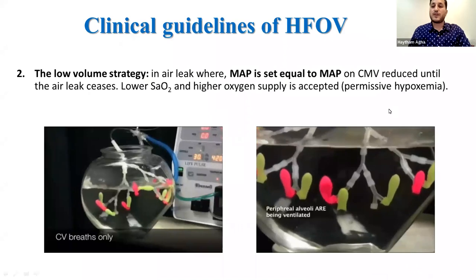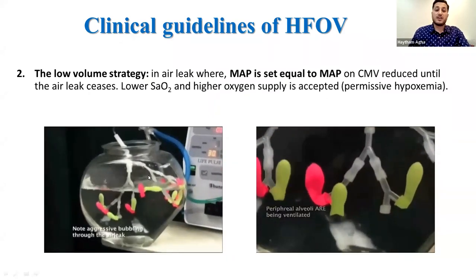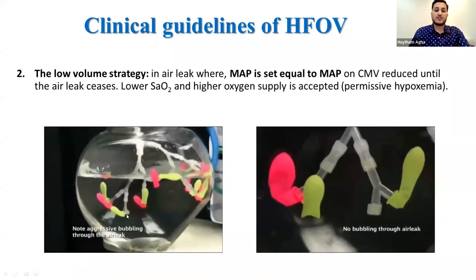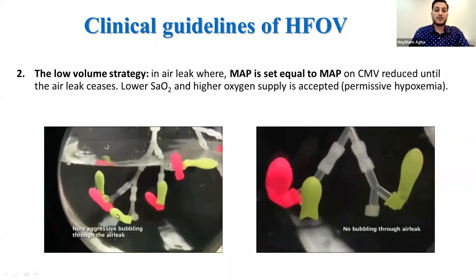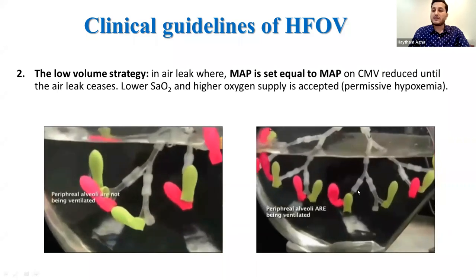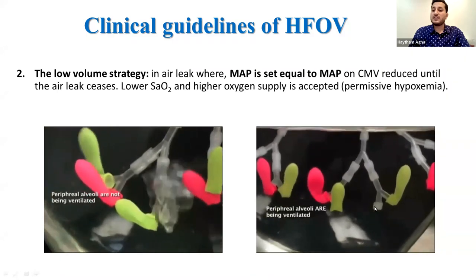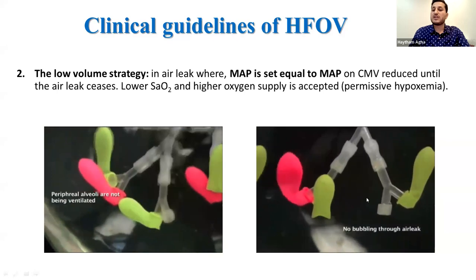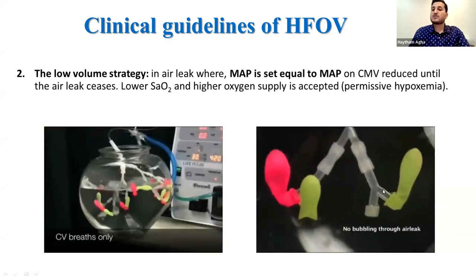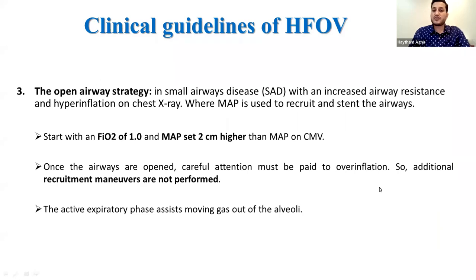Another common indication of high frequency is its use in early air leak. Here, if you look at this test lung in conventional mechanical ventilation, you find there is an air leak and the adjacent alveoli cannot be properly ventilated. Unlike here, with high frequency ventilation, you cannot find any leak from this area because of the low tidal volume, and all adjacent alveoli can be equally ventilated because of wiggling. Open airway strategy is the least common use of high frequency and can be used in severe small airway stenosis like acute severe asthma. Here, mean airway pressure is just used to stent the distal bronchi and then the active phase will wash the gas out of the alveoli, preventing further overinflation.